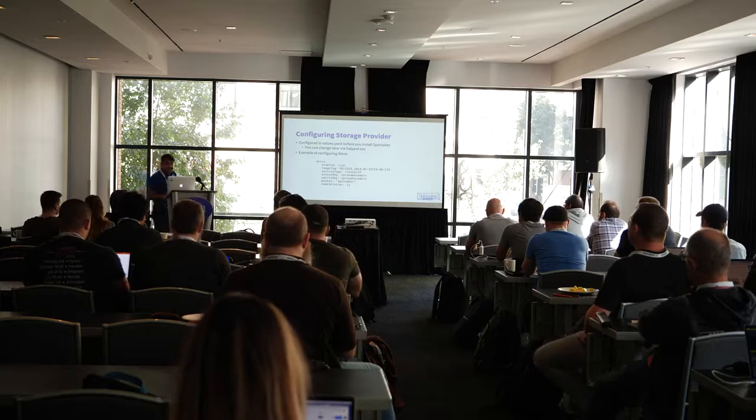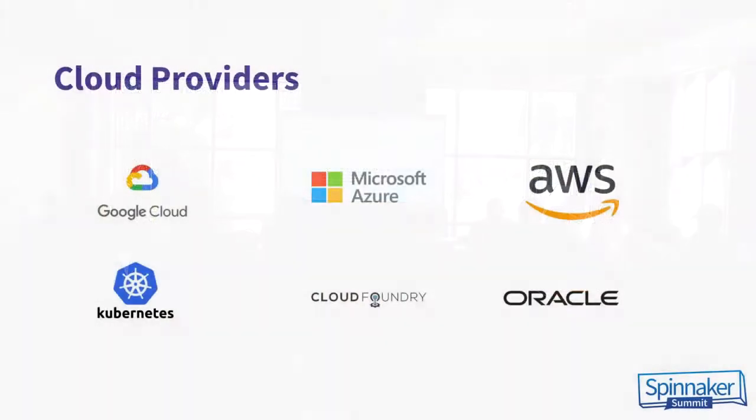So you could do that. Moving on to the cloud providers. The major ones are Google Cloud, Azure AKS, AWS with its EC2, as well as the containers, ECS. Obviously, Kubernetes is a big part of this for Spinnaker, and it also supports things like Cloud Foundry and Oracle.